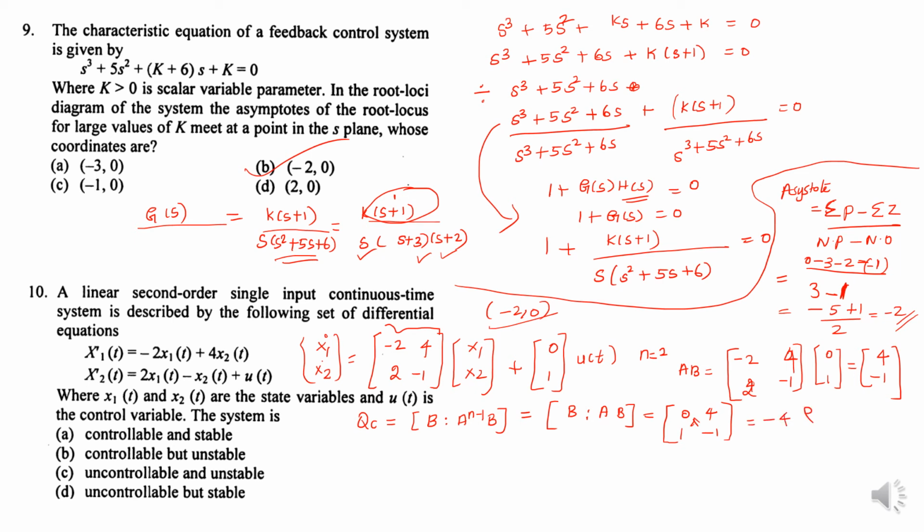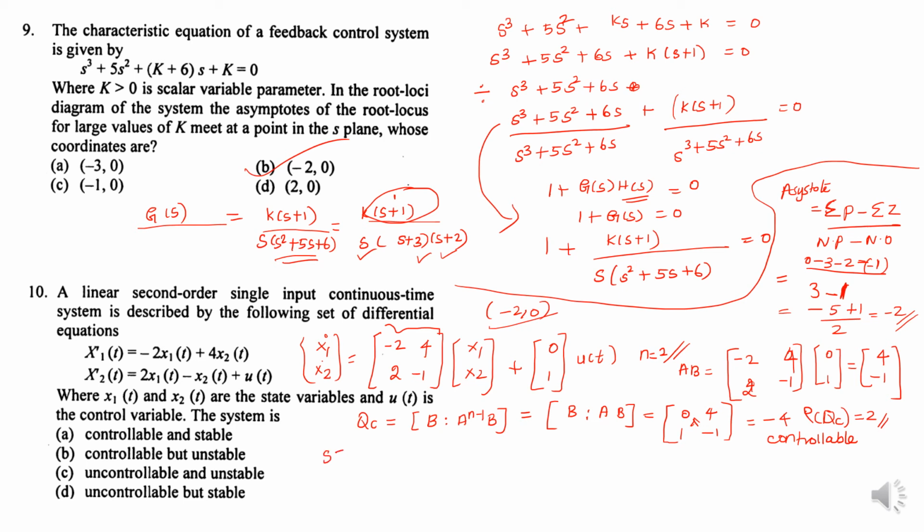What is the rank of the matrix? Rank of QC equal to 2. The rank equal to the order of the matrix. So the system is controllable. Next, I am going to check whether the system is stable or not. For stability of the system, first of all, I am going to find out the characteristic equation. After getting the characteristic equation, I have to check whether the system is stable or not by using the Routh stability criterion.